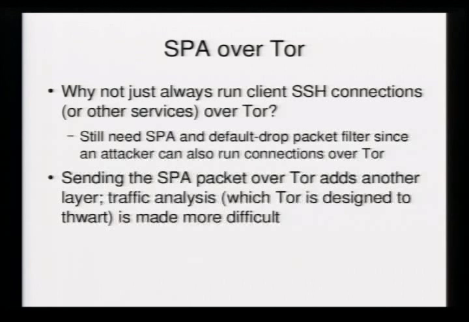We still need to have a method of restricting arbitrary connections to SSH with the default drop packet filter, and that implies that you still want SBA. So what we want to try to do is make SBA compatible with the Tor network in some way. Does anyone have any questions so far?